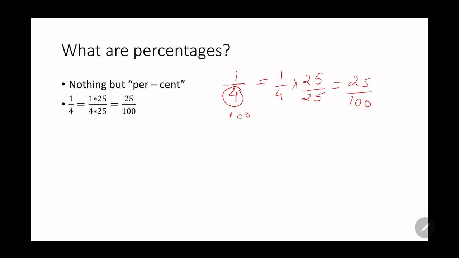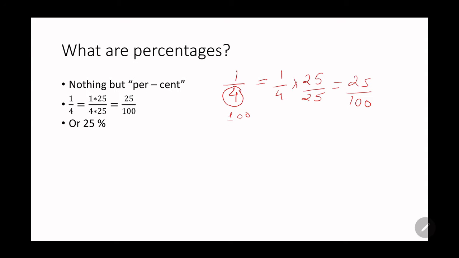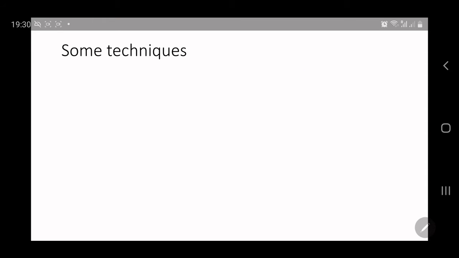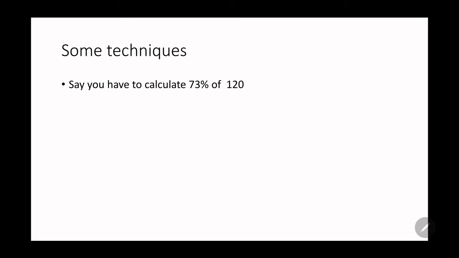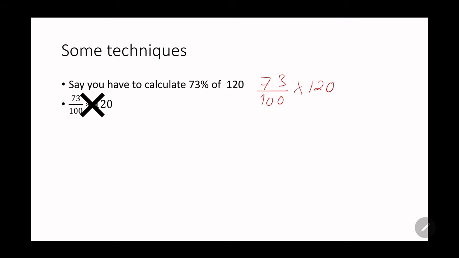So that's just a basic percent calculation. Let's take a look at some advanced techniques that will help you get to the results much faster. For example, say you have to calculate 73% of 120. Now, if you do it the way you are taught in school, that is, you take 73 over 100 and multiply it with 120, it will take you some time to get 73 into 120, and remember, you cannot use a calculator. So this is not the right way. What is the right way?